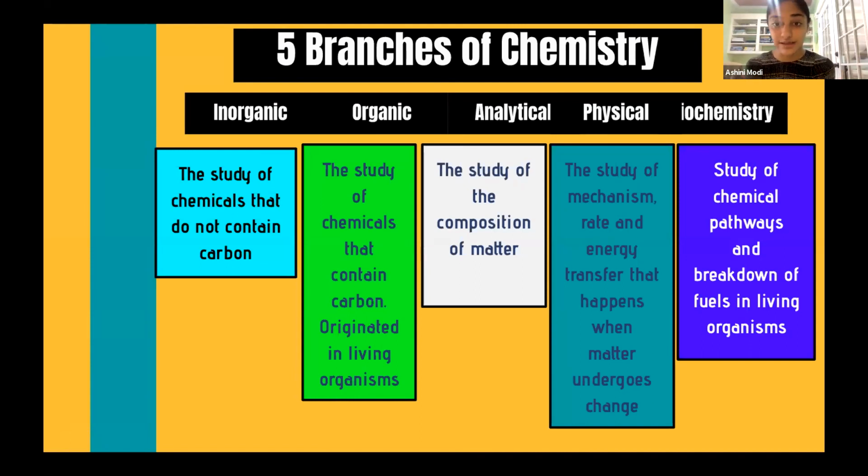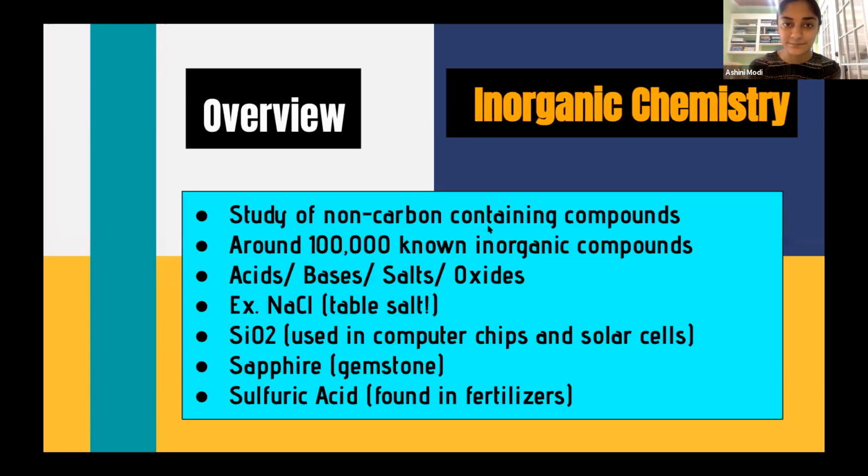You have analytical chemistry, which is the study of the composition of matter. Physical chemistry, which we will go into detail today, is the study of the mechanism, rate, and energy transfer that happens when matter undergoes change. Matter is constantly undergoing change. It can happen in our bodies, it can happen in the environment as well. And you also have biochemistry, which is the study of chemical pathways and breakdown of fuels in living organisms. All of the chemistry that happens in our bodies is due to biochemistry, and biochemistry is the study of those chemical reactions.